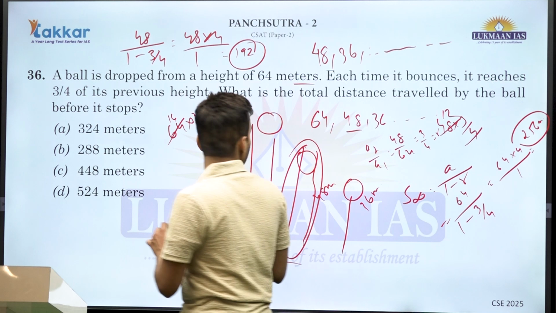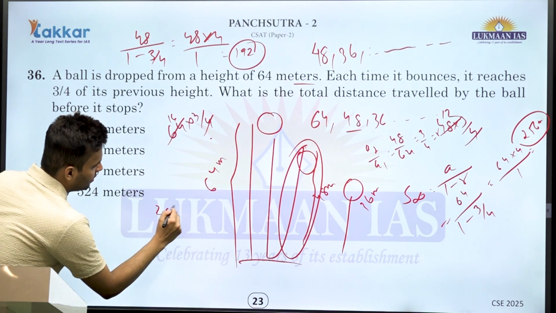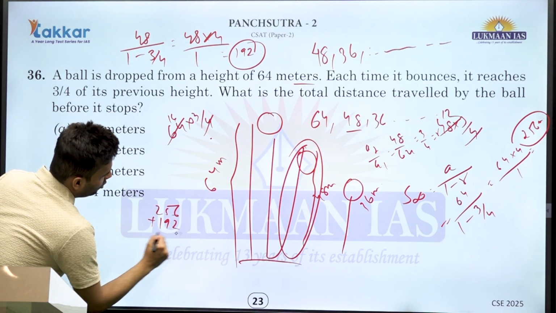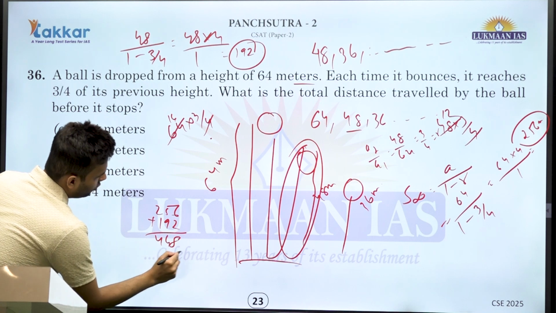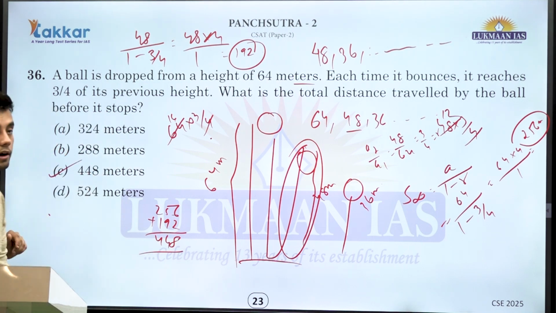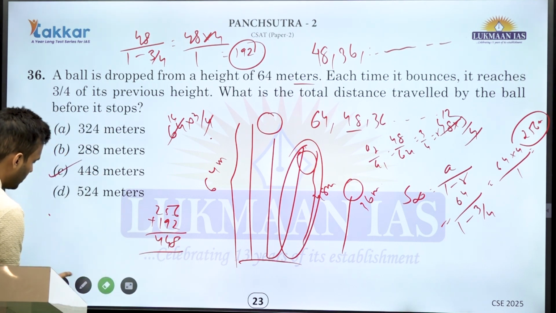So what is the sum? 256 plus 192, 448 meters. This is the right answer. I hope you understood.